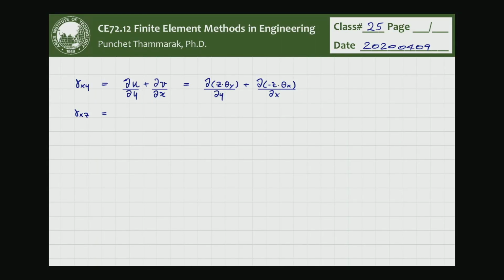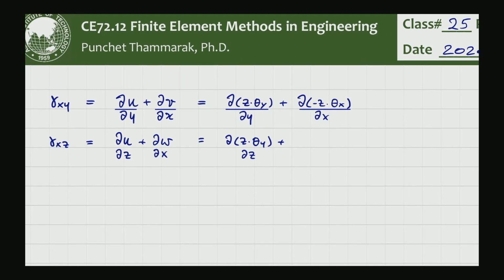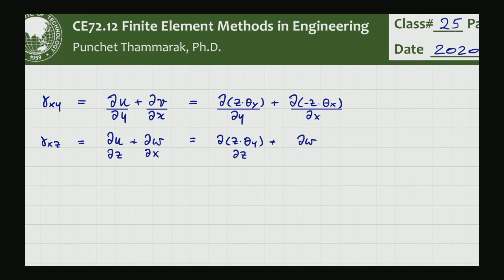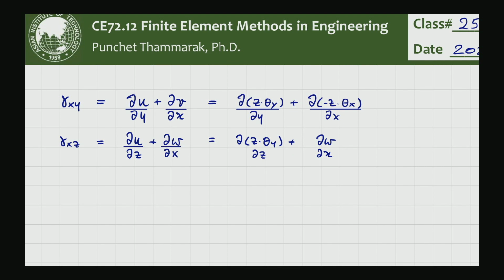Okay, so what has to be done? You need the partial derivative of U with respect to Z plus the partial derivative of W with respect to X. U with Z, U is Z theta Y. Plus W, which is going to be approximated using a shear function anyway, partial with respect to X.